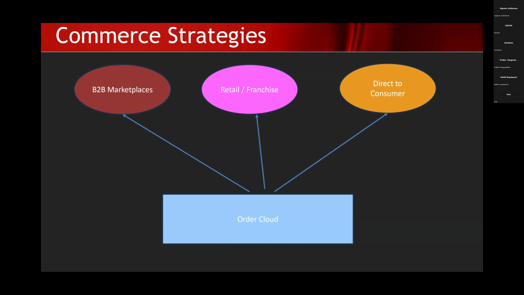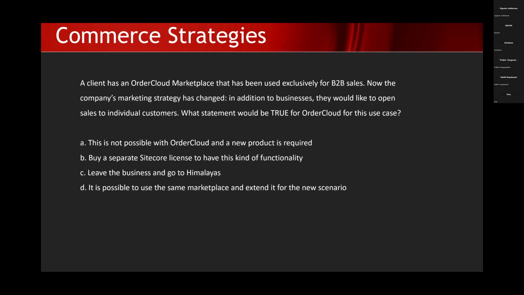This is something that is commonly tested in the exam, where they say somebody has started very small and then wants to go to the next level. So what do you do? Some of the options would be that they should buy a new license or something like that. But the one we would pick is that they can use the same OrderCloud instance and marketplace to switch from one strategy to another. This is one of the exam sample questions that I just made up on my own based on what's in the curriculum. They have some sample questions, so I made up my own.